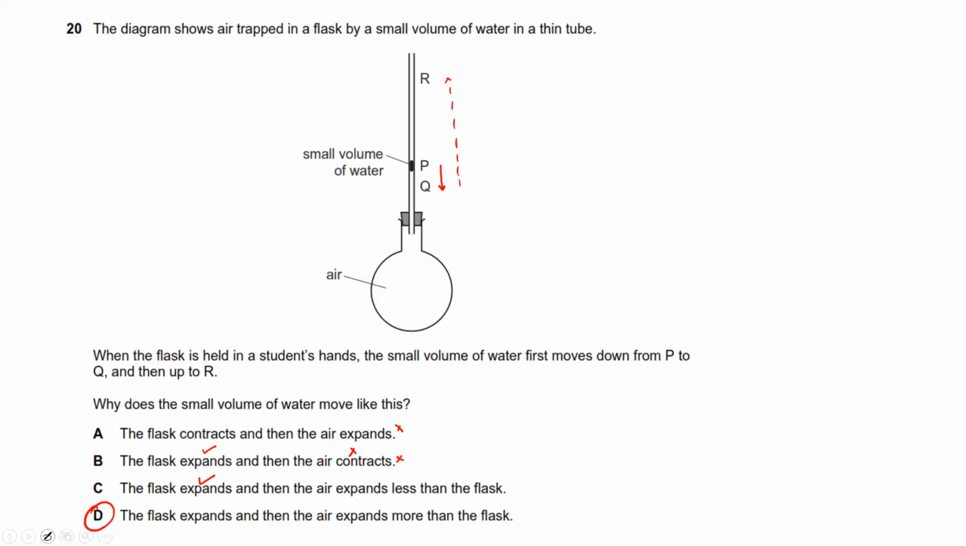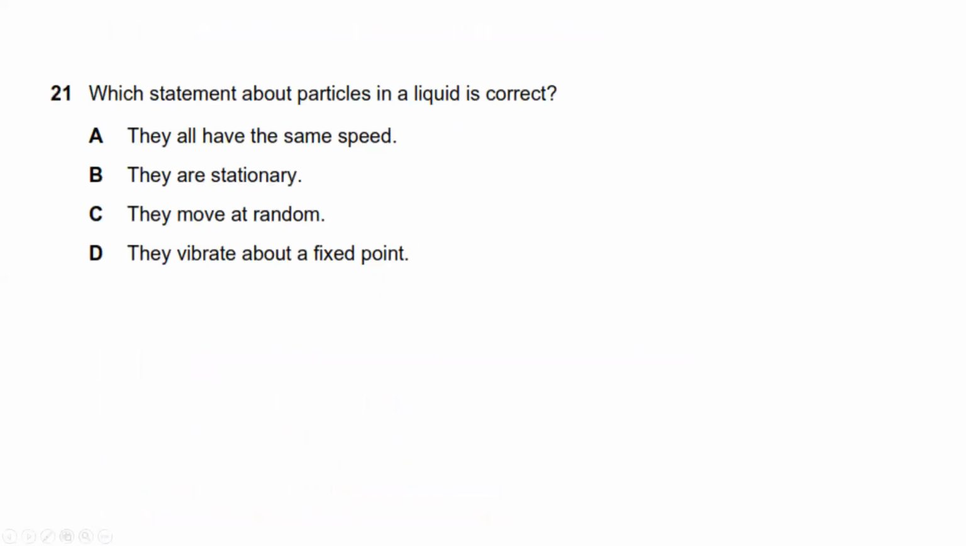So answer D will be the best choice we have in this case. Next question, question 21: which statement about particles in a liquid is correct? They all have the same speed. No. They are stationary. No. They move at random. Yes. They vibrate about a fixed position. No, this happens in solids, not liquids. So answer C is the best choice we have.